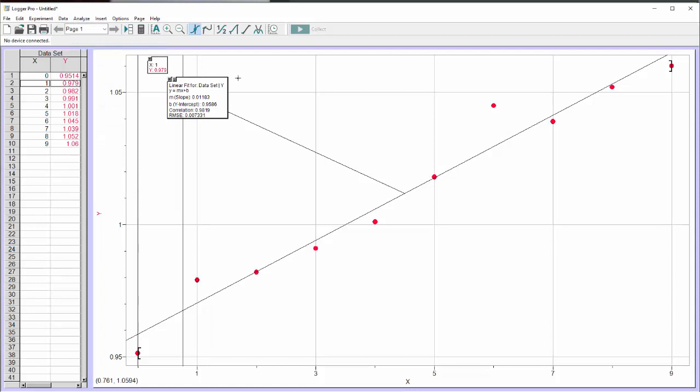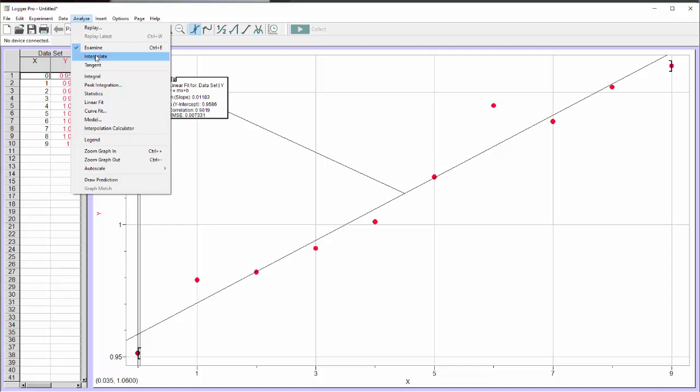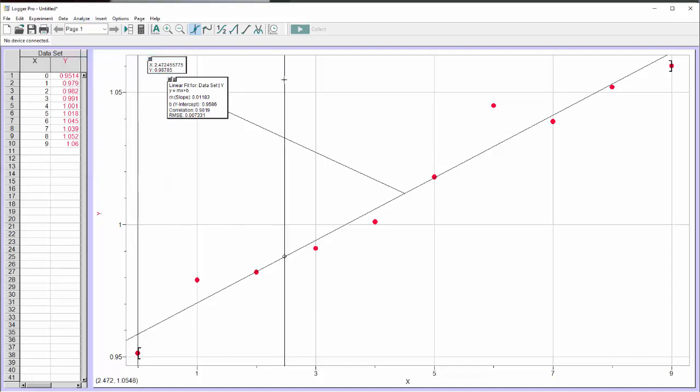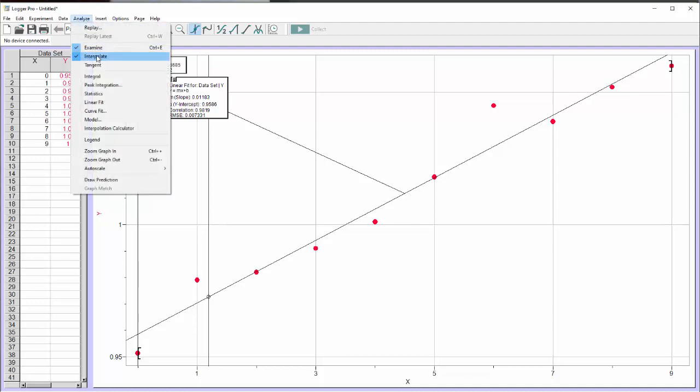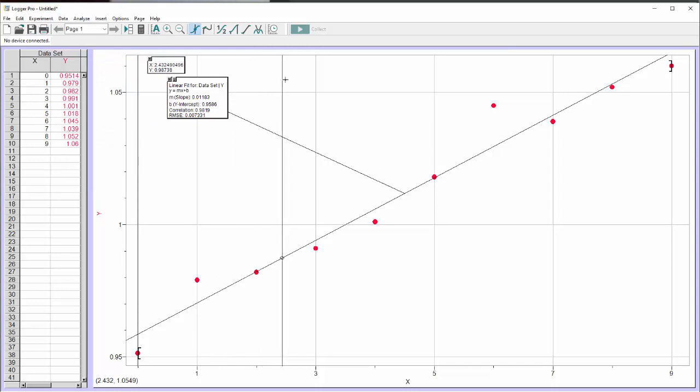Analyze, examine. Oh, it's using the actual data points. Wait a minute. Interpolate? Yeah, interpolate. That's what I need. I'm sorry. Not examine, because that's going to go with the data points. Interpolate's going to use the curve. So click Analyze, Interpolate. Okay? Analyze, Interpolate. All right. Now it's going to give me exactly what's on the line.